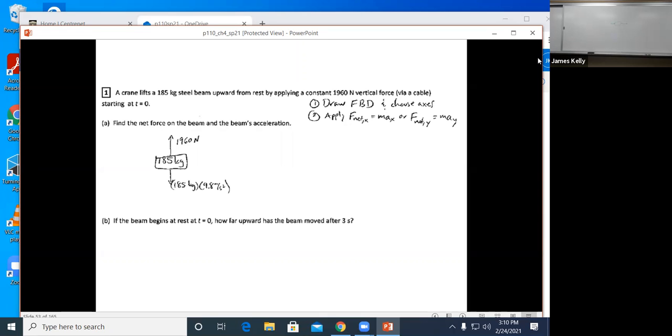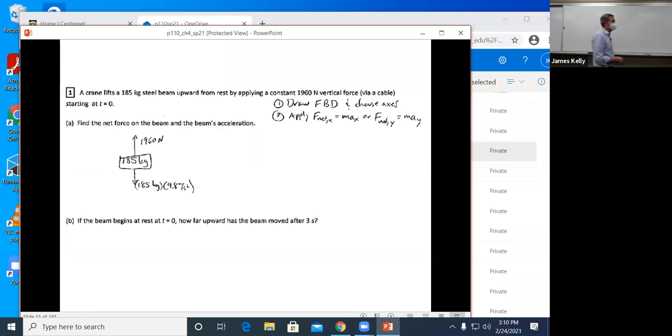So here I'm labeling the length of these force vectors. This one I didn't compute, but there's how to compute it. 185 times 9.8. That's how big this downward gravitational force vector is. And assuming there's no great air resistance, that seems like all there would be.